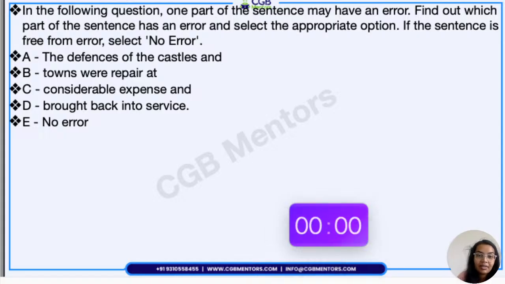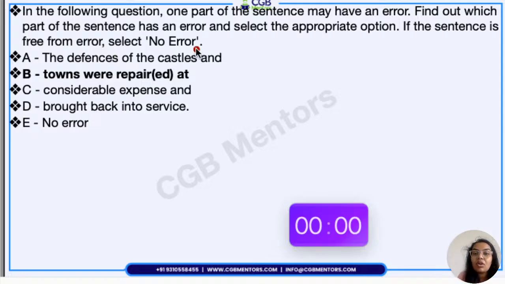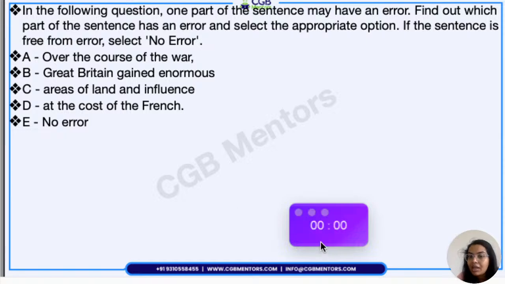Answer is definitely B. The defenses of the castles and towns were repaired because other people, the workers, the laborers are going to work on the defenses. Usually defenses are the outer wall covering the castle and towns. Anyway, "were repaired" will come, not "were repair", at considerable expense. It was costly, and brought back into service, meaning it was put back to work. I mean, they were now fine and serving their purpose. If you have doubt in any other part, you thought that is an error, you can mention it here. I would love to clarify your doubt.